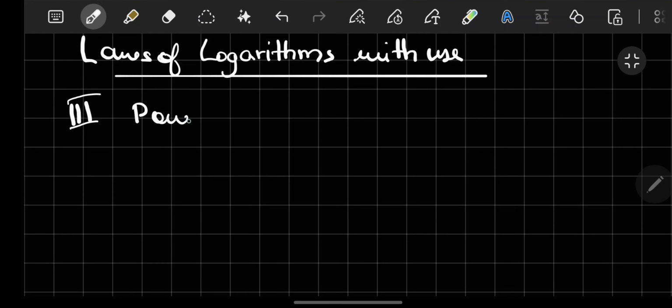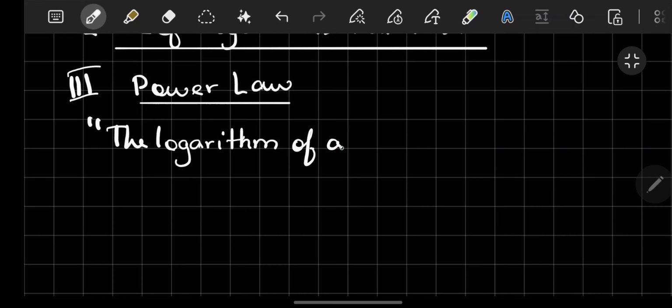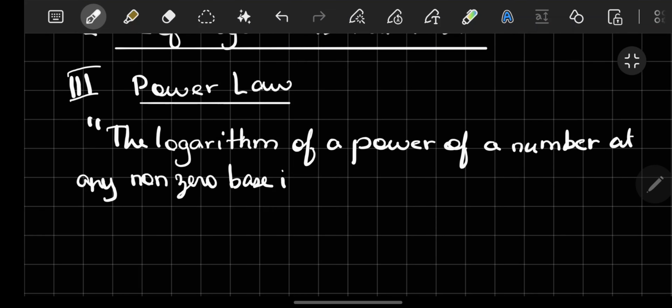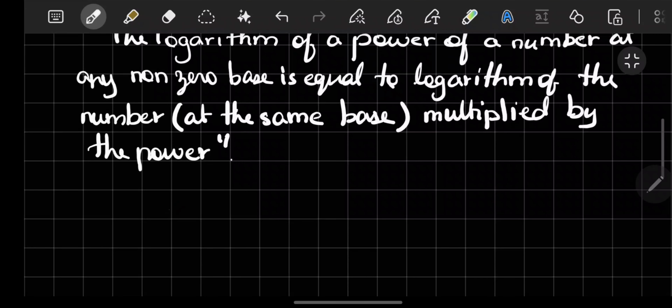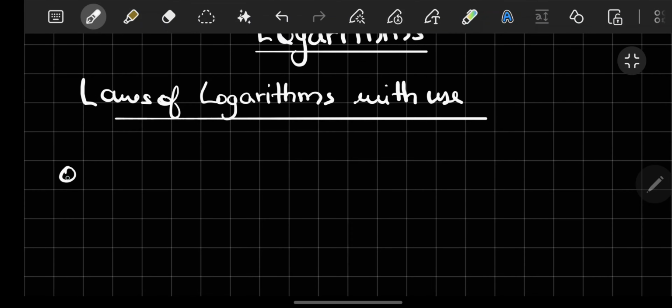Now the third law is known as the power law. The logarithm of a power of a number at any non-zero base is equal to the logarithm of the number at the same base multiplied by the power. The log of m power n to the base a is equal to n log m to the base a. Remember that the power n belongs only to the m and not to the whole logarithm. Now here are some questions for you.